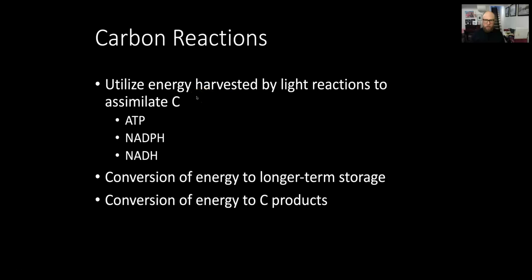So carbon reactions are taking that energy that was harnessed through the light reactions and using that to assimilate new carbon into plant tissue. So again, the main products from the light reactions that we talked about were ATP, NADPH, and NADH. And so those molecules are then going to go into supporting and providing the energy to drive these carbon reactions.